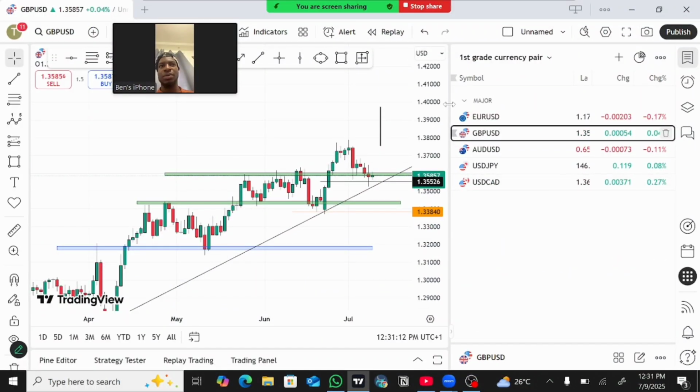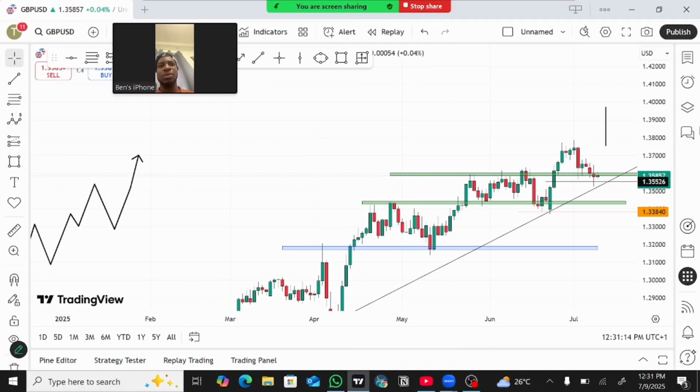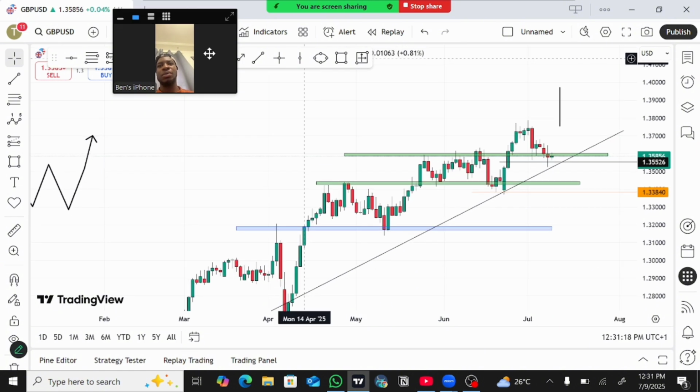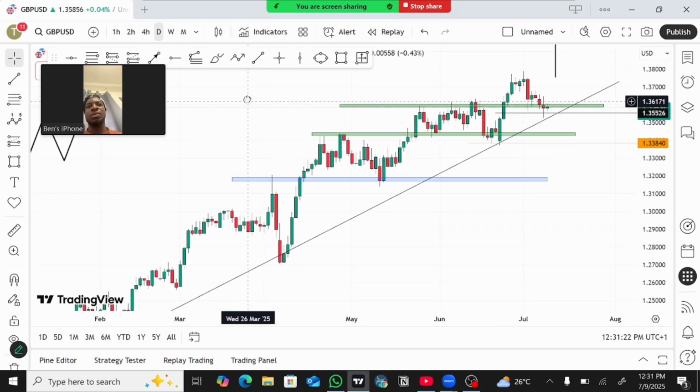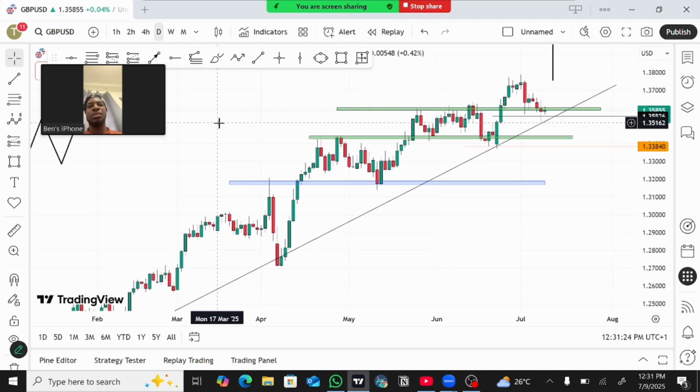All right, so let's do a full structure. All right, so guys, this is GBP USD. First off, let's look at what is happening on GBP USD. So this market is still very much bullish. I'm talking about the Elliott wave pattern and how I took the trade using it, and then the market came and stopped me at around this point.